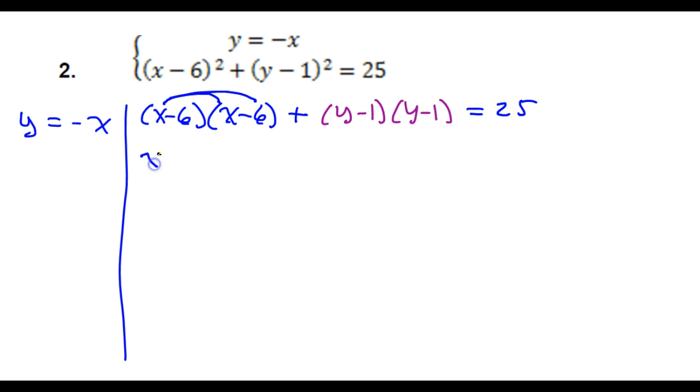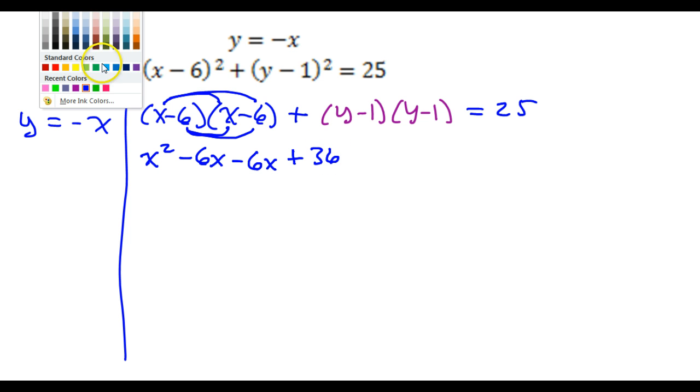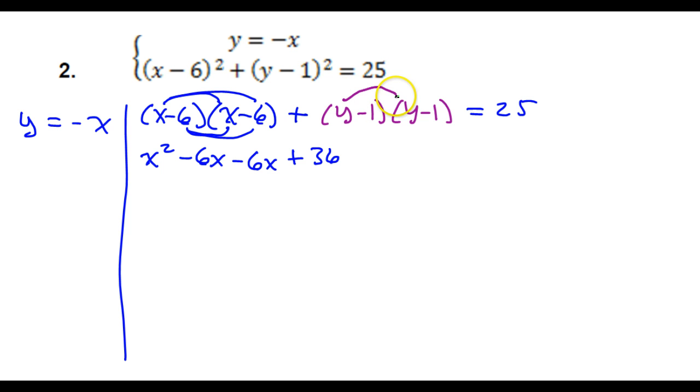x times x, that's x squared. x times negative 6 is negative 6x. And then you do the distributive property again with the negative 6. Negative 6 times x is negative 6x. Negative 6 times negative 6 is positive 36. And now I will do the same thing with the y's. I'm going to distribute the y. So y times y is y squared. y times negative 1 is negative 1y, or just negative y. Then I will distribute the negative 1. Negative 1 times y is negative 1y, and negative 1 times negative 1 is positive 1.